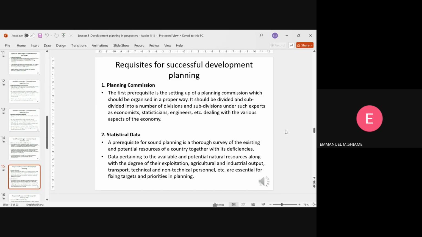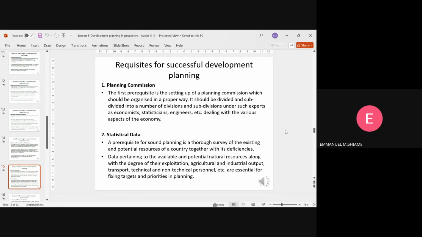One, we need a planning commission. The first prerequisite is the setting up of a planning commission, which should be organized in a proper way. They should be divided and subdivided into a number of divisions and subdivisions under such experts as economists, statisticians, engineers, and what have you.